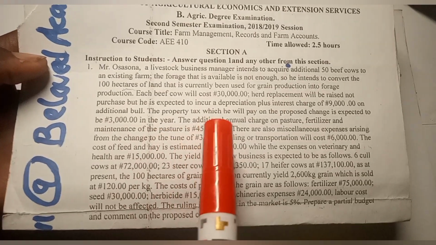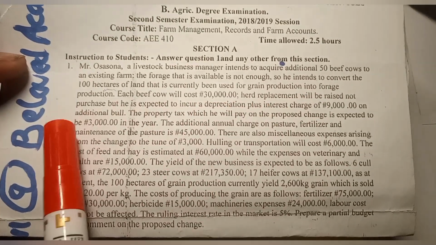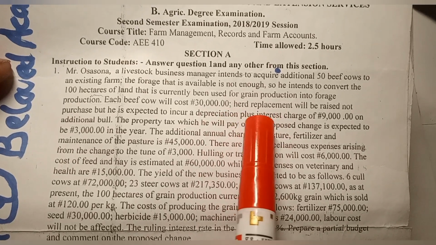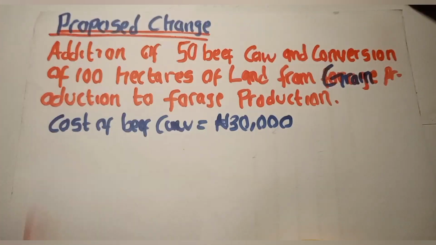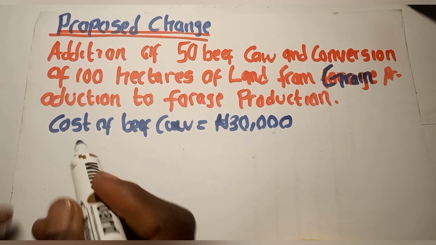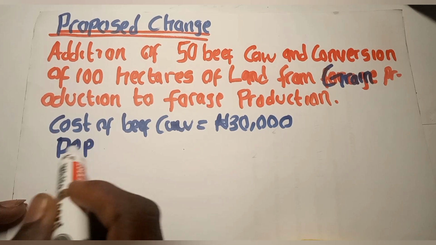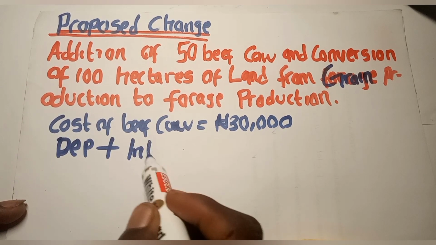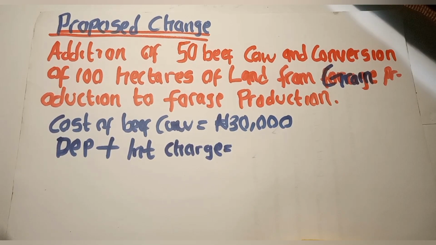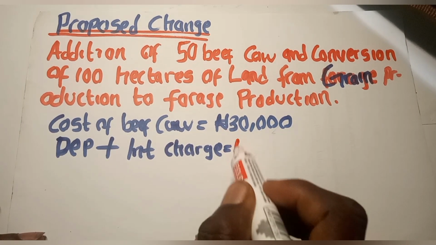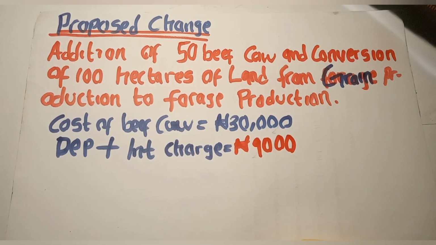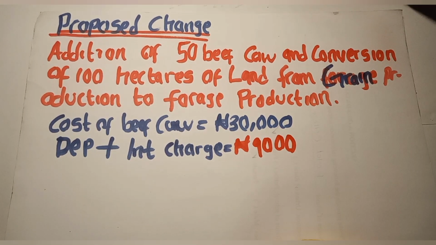The next one is that the replacement will be raised and not purchased, but is expected to incur a depreciation plus interest charge. The depreciation plus interest charge is 9,000 naira. So I'm going to be writing that also. Depreciation plus interest charge. That is 9,000 naira. Let me use marker. 9,000 naira. So that's the value. Now let's proceed with our calculation.